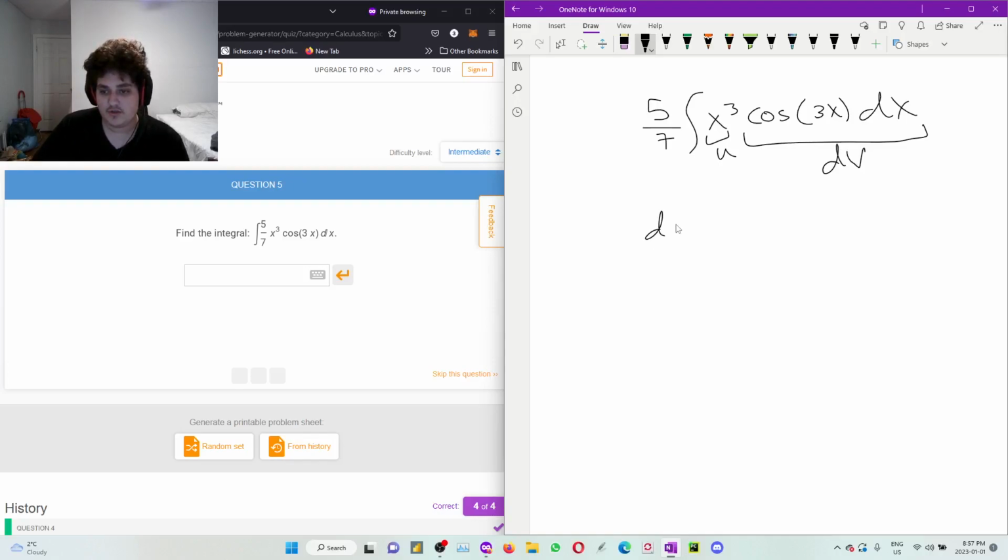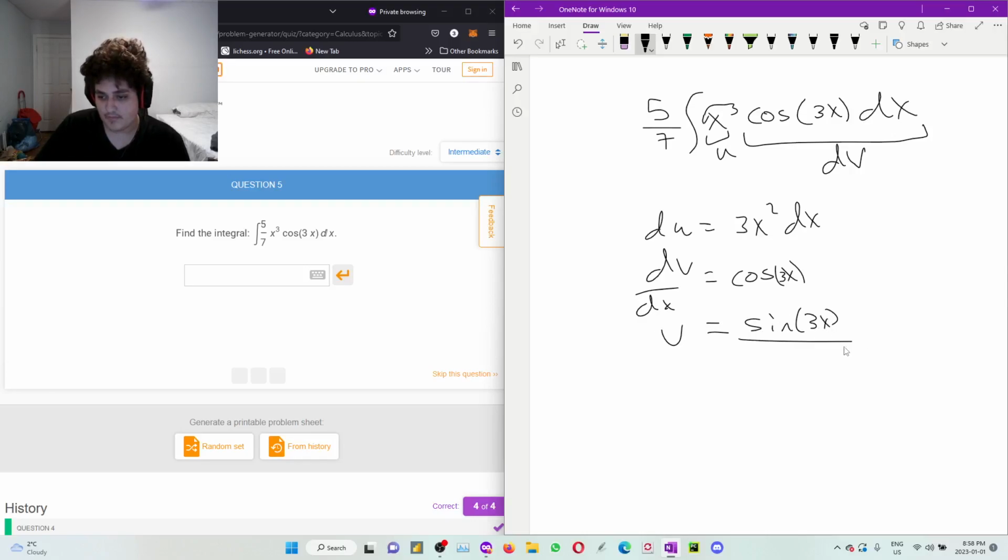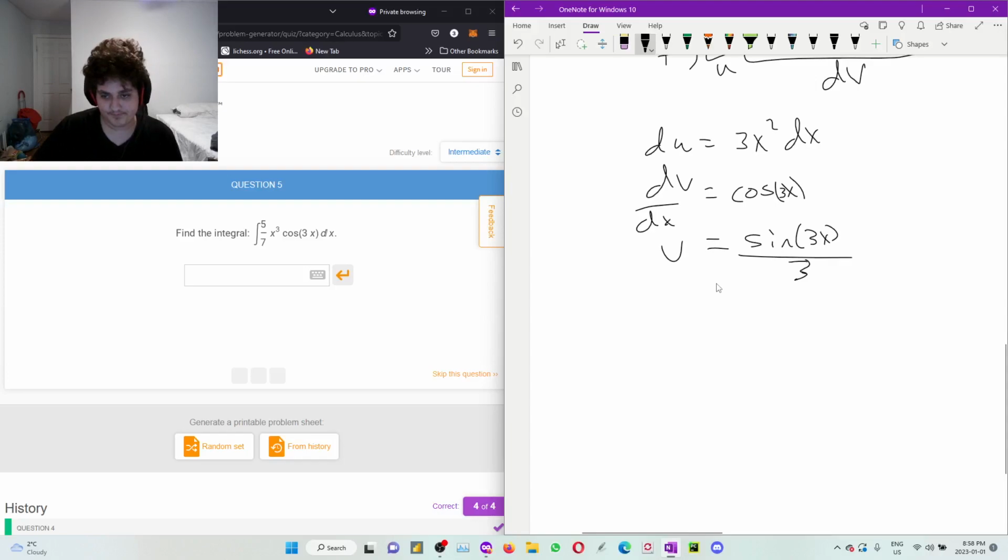We know that du equals 3x squared dx, just using the power rule, bringing the 3 down and decreasing the power by 1. And that dv, well, if dv by dx equals cos 3x, then our original function v must be sine 3x divided by 3, because the derivative of sine is cosine, and due to the chain rule the 3 would come out and cancel with this over 3.